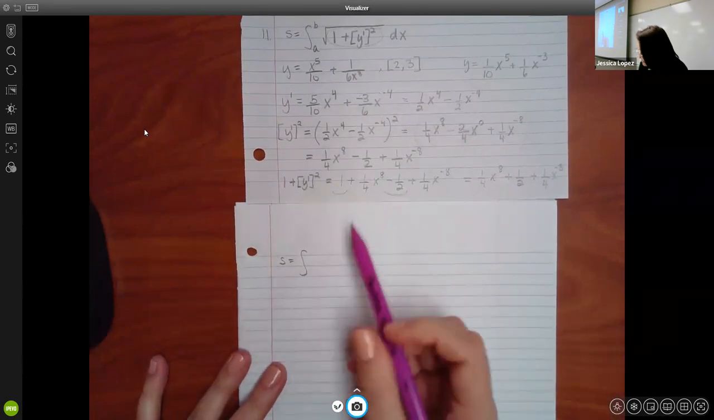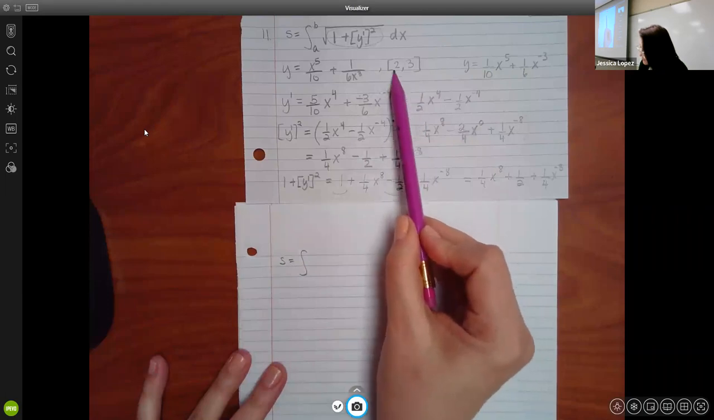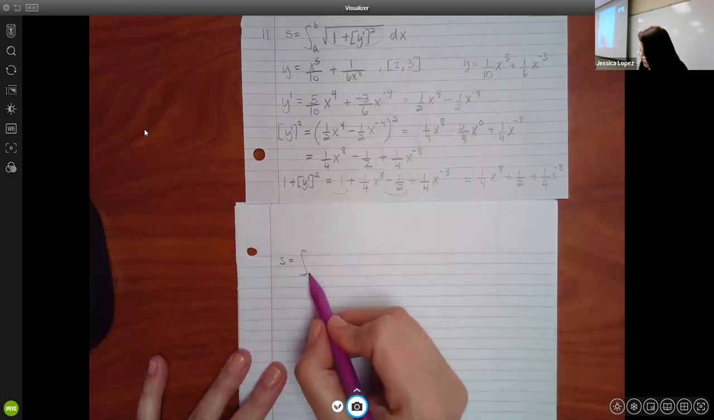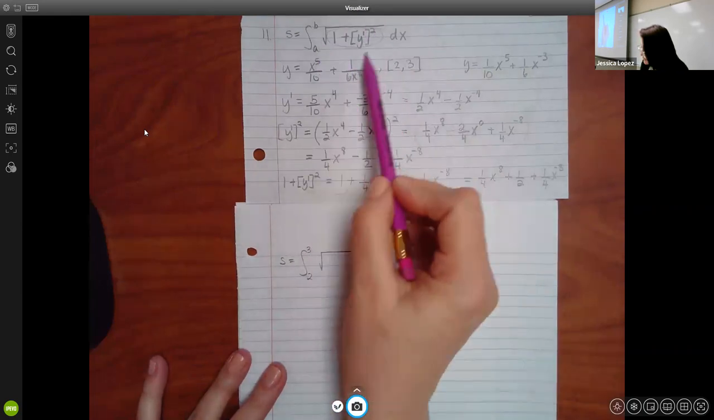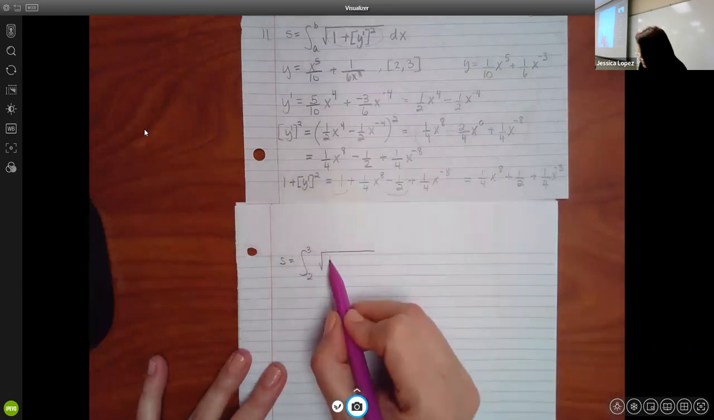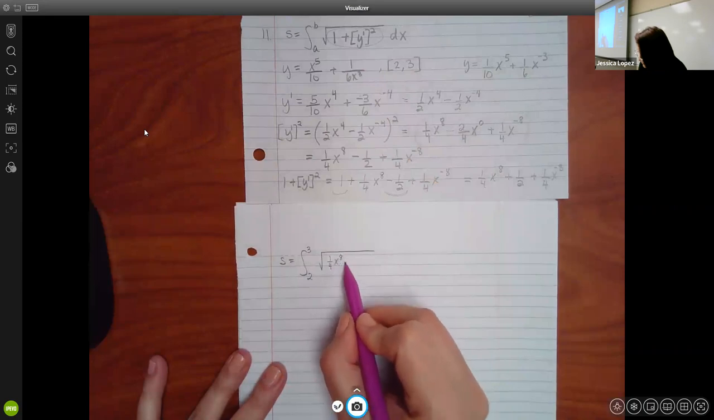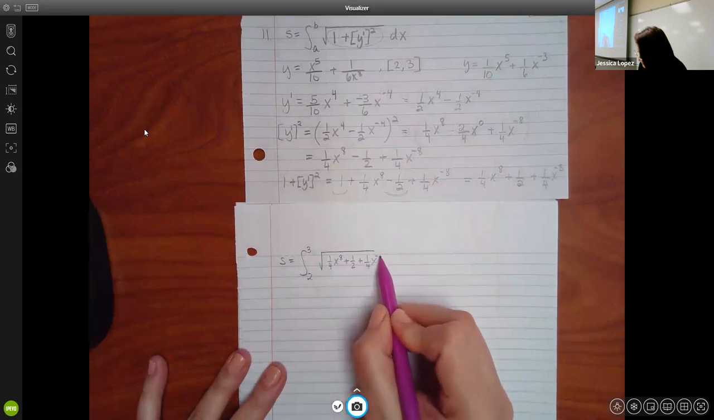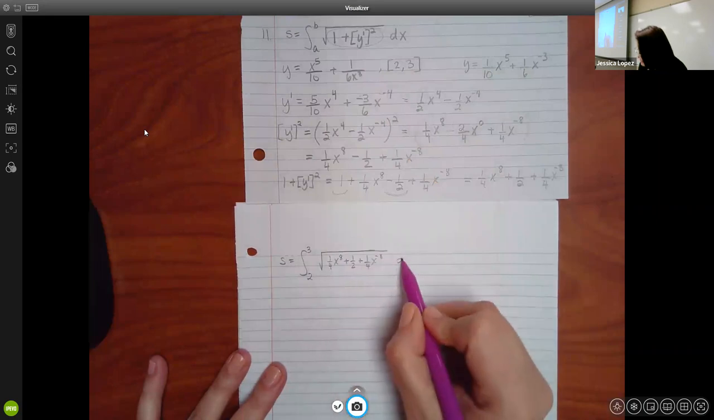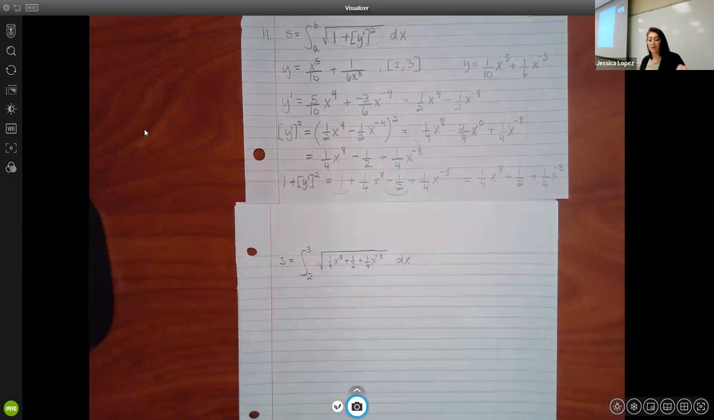my bounds are for my interval. The interval is going from 2 to 3, so my bounds are going to be 2 to 3. And I know exactly what to plug inside the house. It's all of this. But this is going to be a nightmare to try to integrate with that house on it.